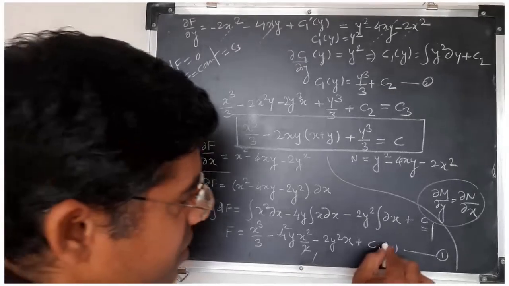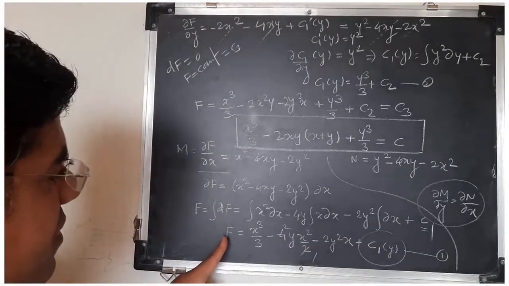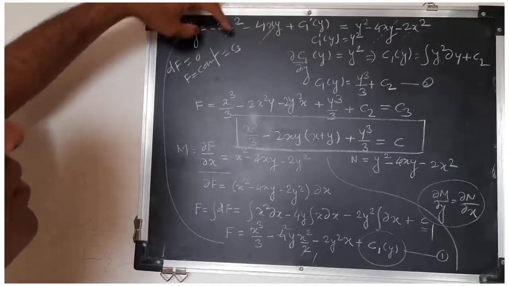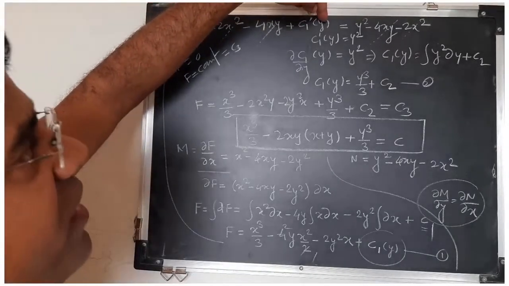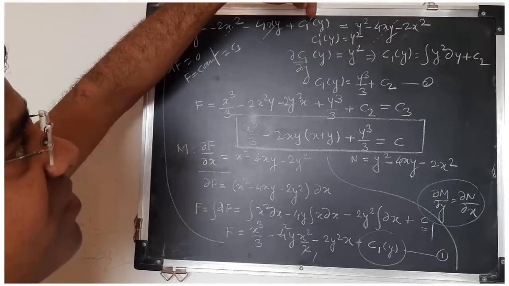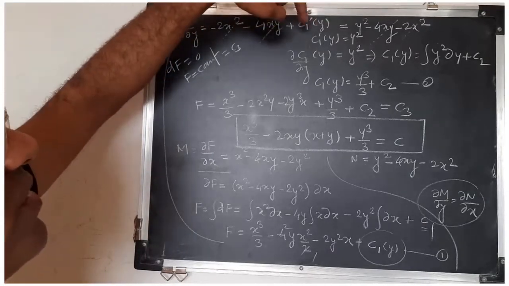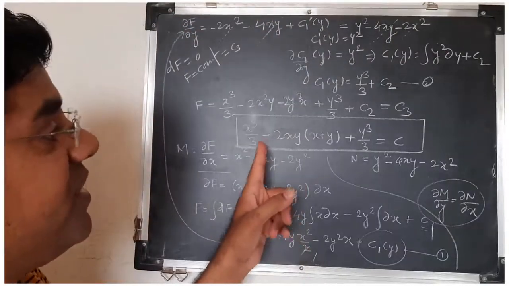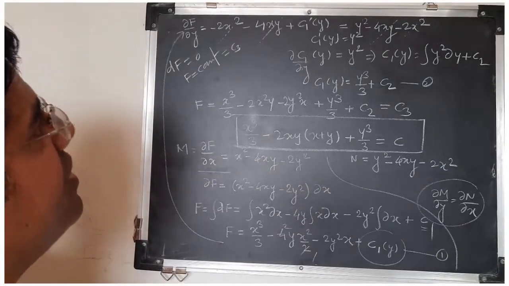Now my aim is to find c1. So I have differentiated this function f partially with respect to y, del f by del y. Once we differentiate with respect to y, c1 is a function of y only, not x. If c1 were a function of both x and y, the given equation would not be an exact differential equation, and you can't find f in that case. I will take one problem so you understand what I want to say.